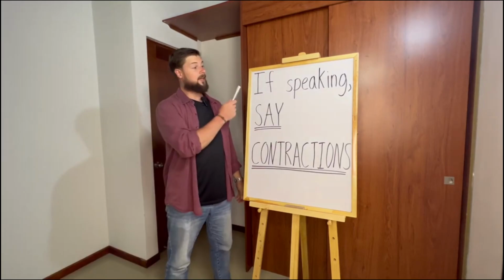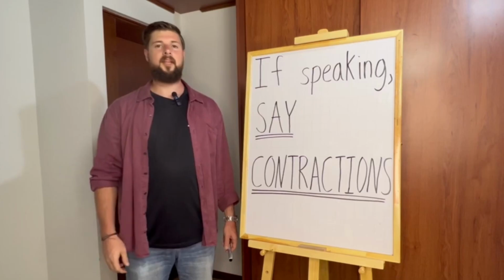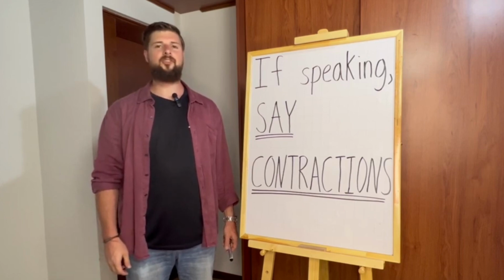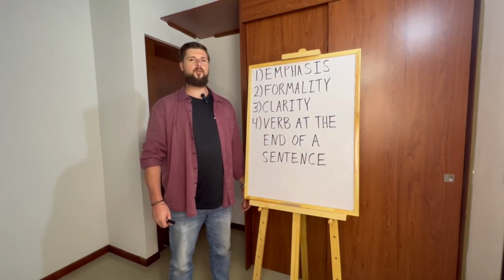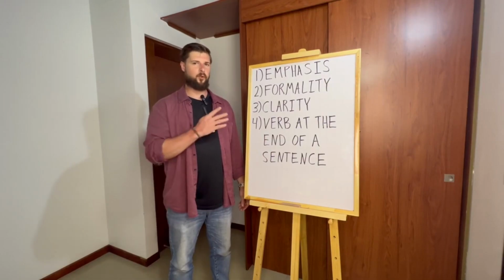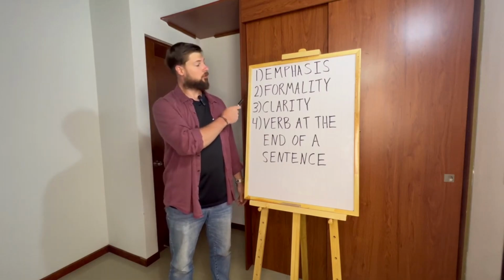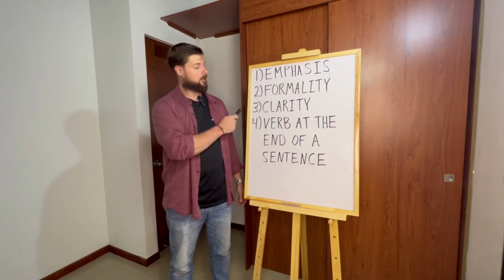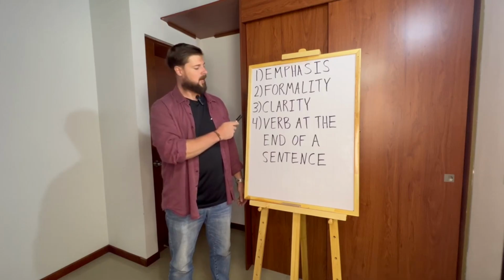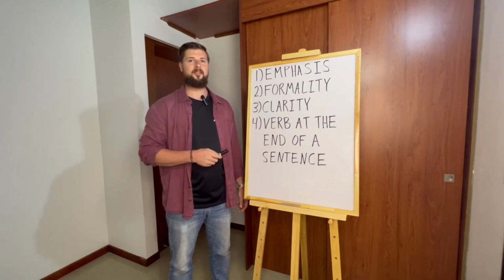So, if speaking, say contractions. In spoken English, contractions are the default choice. We usually only use the full form for 4 reasons. 1, emphasis. 2, formality. 3, clarity. And 4, when the verb comes at the end of a sentence.